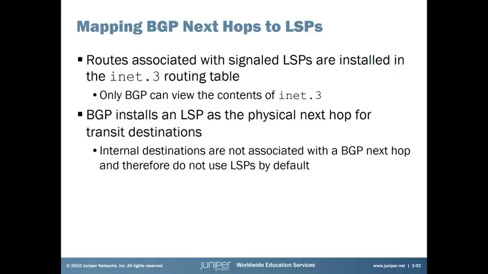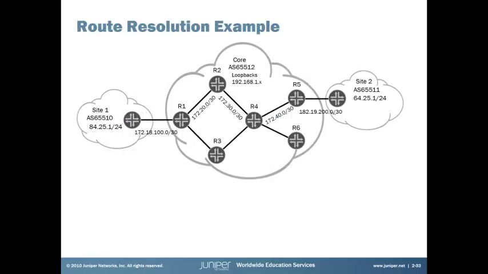So BGP won't have any internal destinations because it's always interested in traffic that's going into another autonomous system. So it won't be using label switch paths.